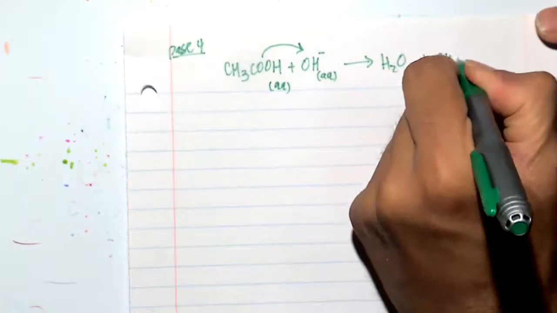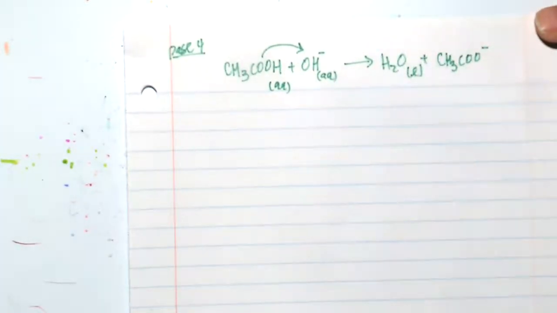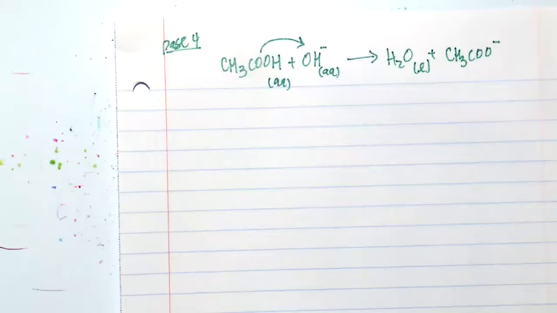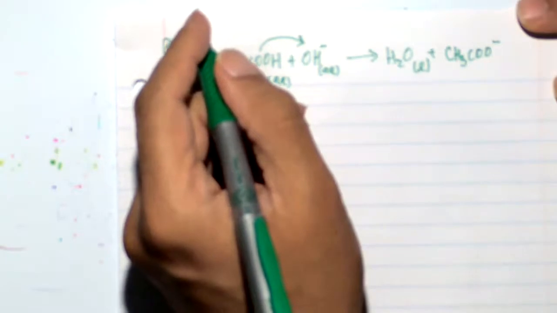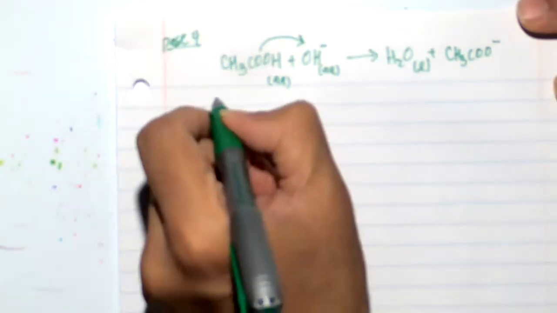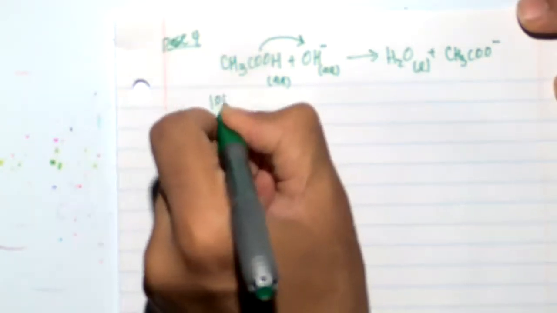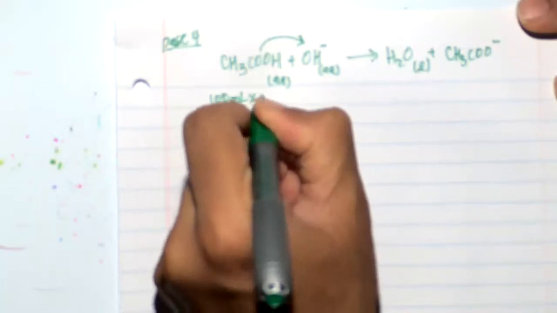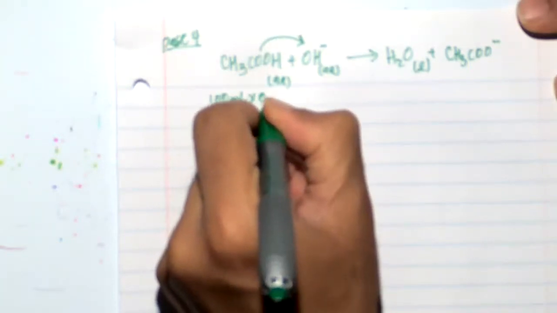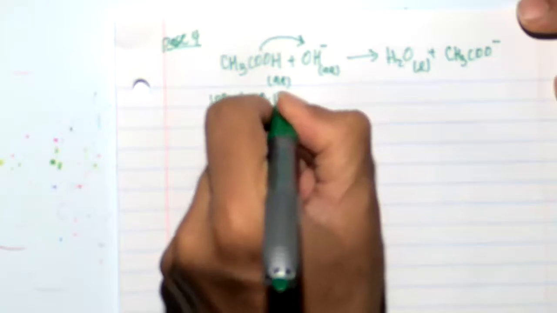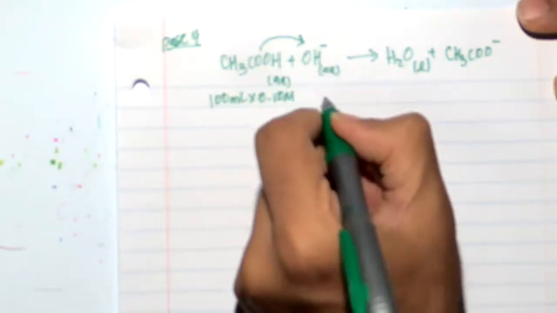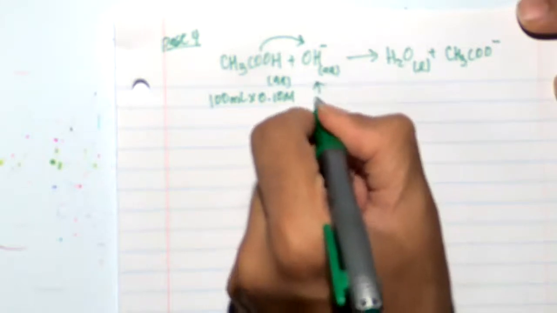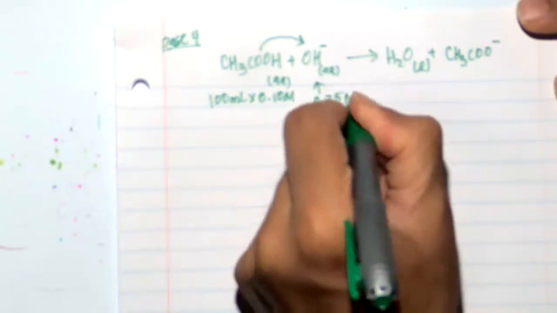Same equation as last time. But this time we want to ask ourselves the question, what is the pH at the equivalence point? So let me throw some different numbers at you. Let's say we have 100 mL as the volume, and the concentration in the bottle is 0.10 molar. And here we have OH minus, the concentration in the bottle is 0.25 molar.